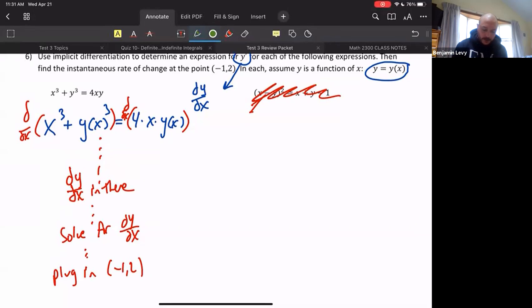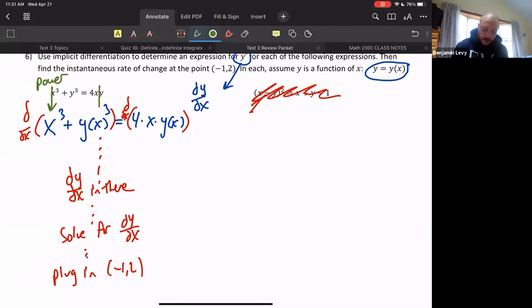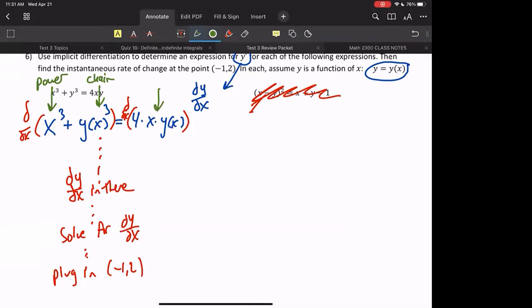Someone tell me, what's the first rule going to be on the x cubed? We're going to do the power rule. The power rule, great. What's the second one on the y cubed? That's a chain rule, nice. What about the right-hand side? It seems like we are going to do the product rule, excellent.